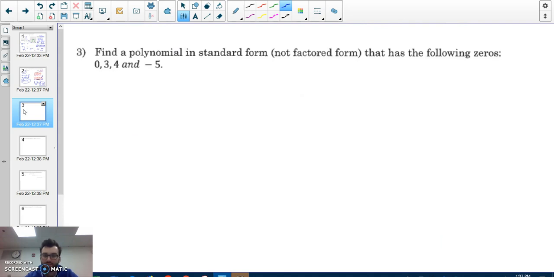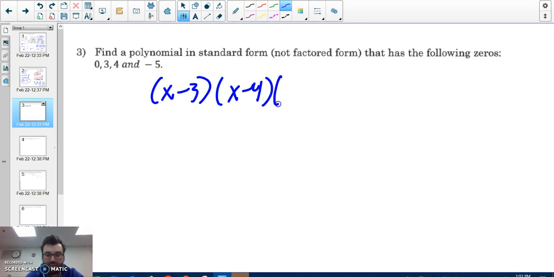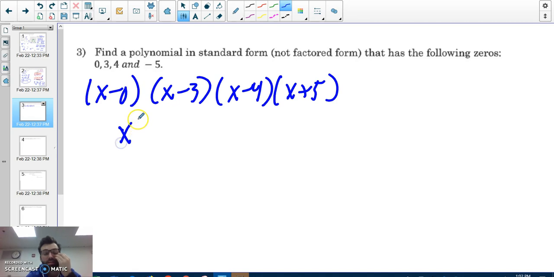Number 3. Find a polynomial in standard form, not factored form, that has the following zeros. So, if 3 is a zero, then x minus 3 is a factor. If 4 is a zero, then x minus 4 is a factor. And so is x minus 0. Okay, some of us can just automatically realize that that's just x. That's totally fine. Remember, how do I get x minus 3? Well, I know that x equals 3.